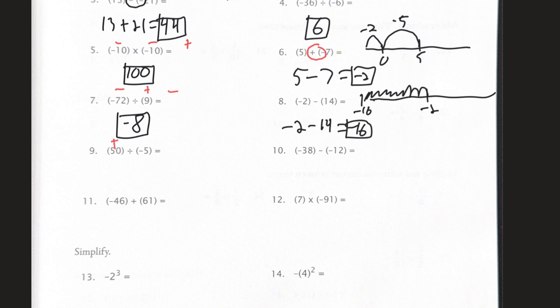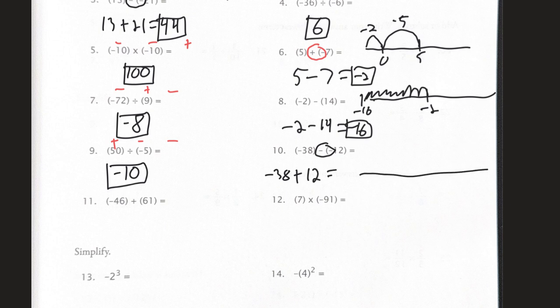A positive divided by a negative is going to get us a negative. Opposite signs gets us a negative. 50 divided by 5 is 10. And then we make it negative. Have a double sign here. So negative 38, two negatives make a positive, so plus 12. So that's starting at negative 38 and then moving to the right 12, which would be negative 26.